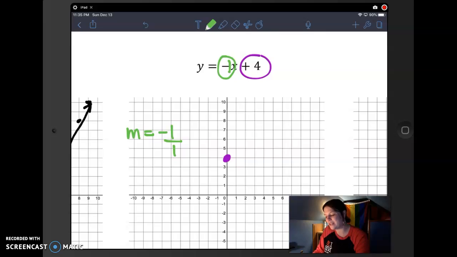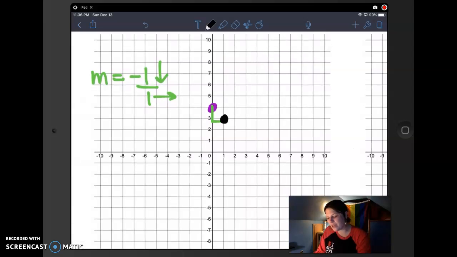Okay, so let's take a look. Remember, if we have a negative as a rise, that means we go down. If we have a positive as a run, we go to the right. So we're going down 1, over 1, and that is our point. All right, so now we need to continue that pattern, right? Down 1, over 1, down 1, over 1. And this is my favorite slope. 1 and -1 are my favorite slopes because you get to draw so many points and it's kind of fun.